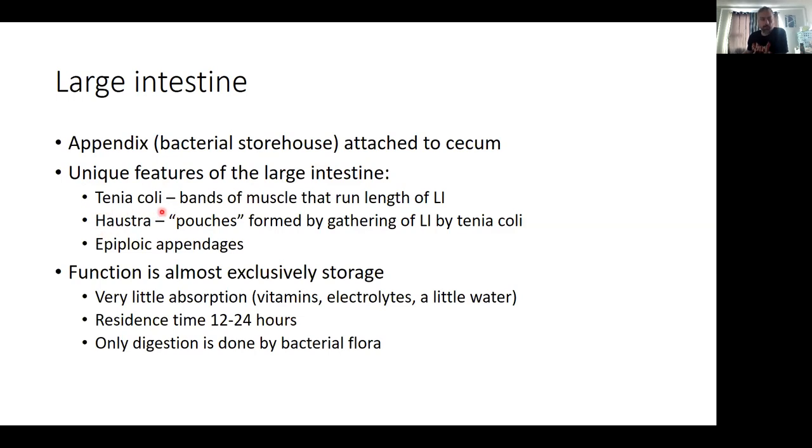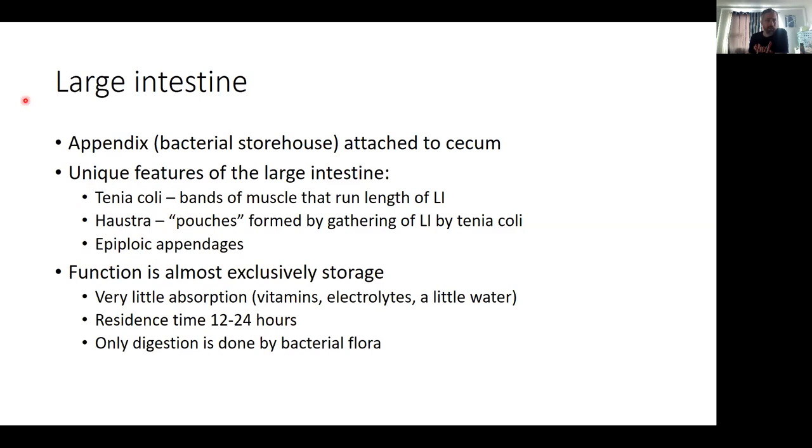And then this taenia coli has the effect of bunching or pouching or blousing out the large intestine into little pouches. These little pouches here are called haustra. Attached to the taenia coli, we have the epiploic appendages, which are tiny little droplets of fat. We'll see what those look like in a little bit. Don't know what they're for, but they're always there.